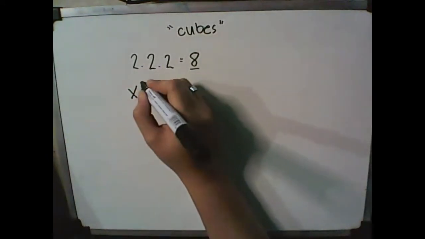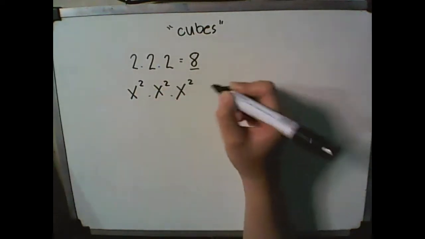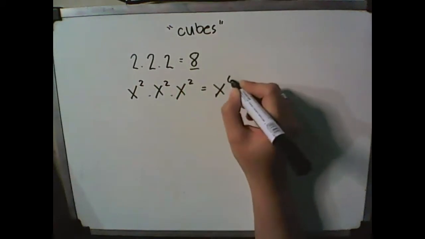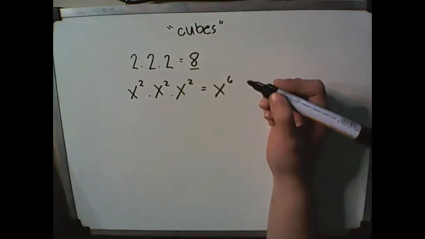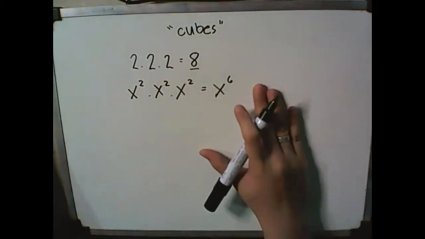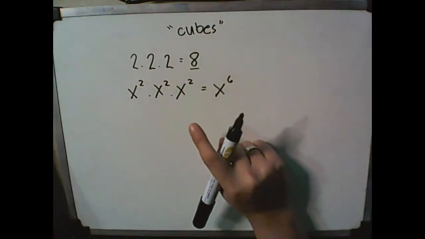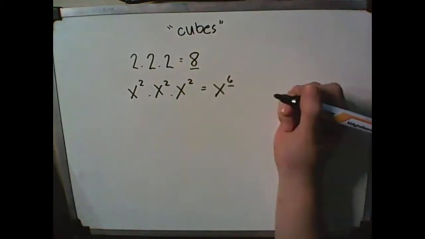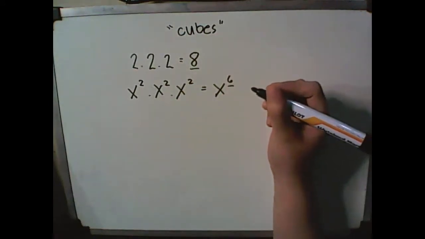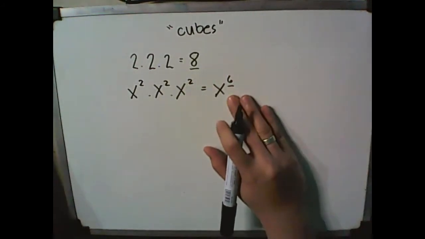Another example, x squared times x squared times x squared is equal to x raised to 6. And x raised to 6 is a perfect cube. So the question is, how will I determine if the variable is a perfect cube? The answer is if the exponent of the variable is divisible by 3. Para masabi natin na ang variable natin ay perfect cube kapag ang exponent niya ay divisible by 3.